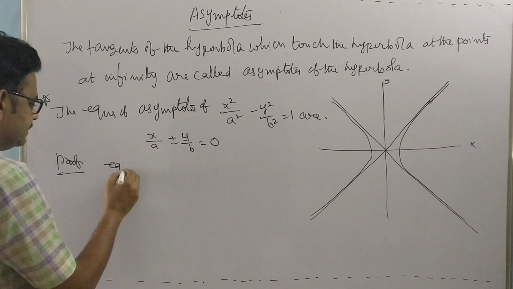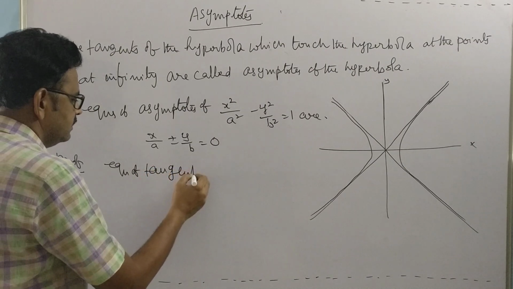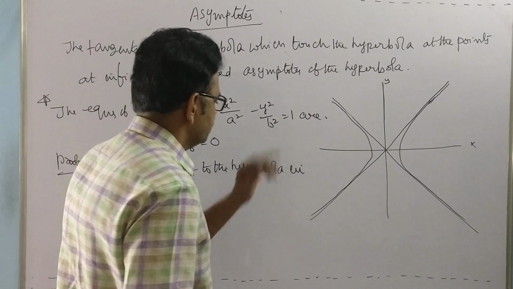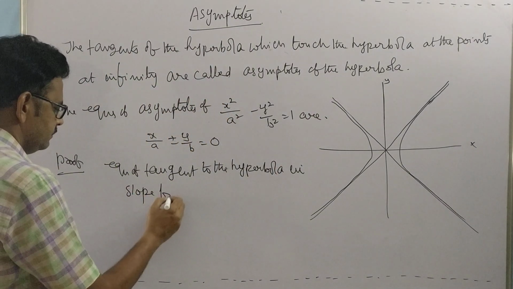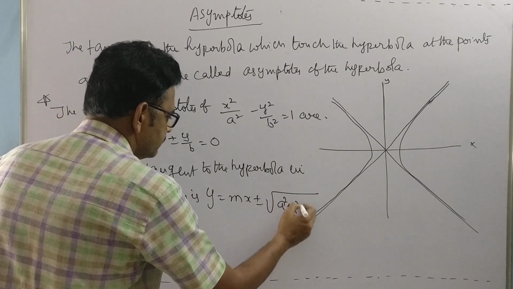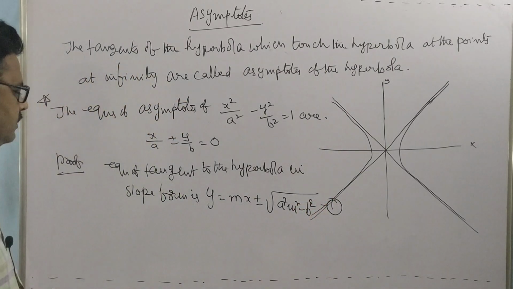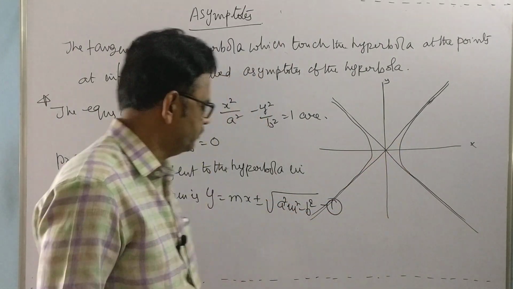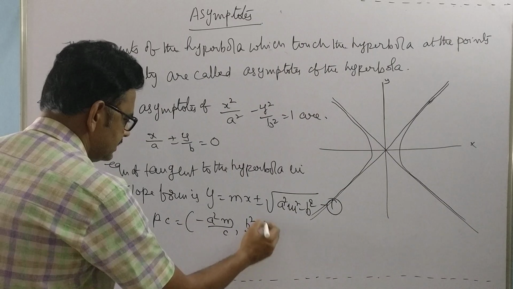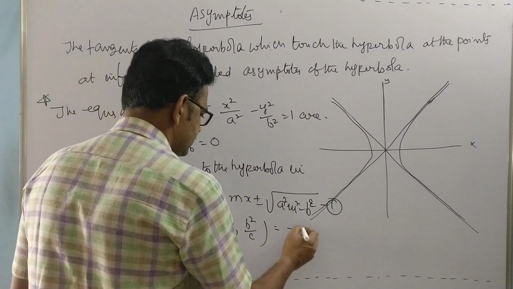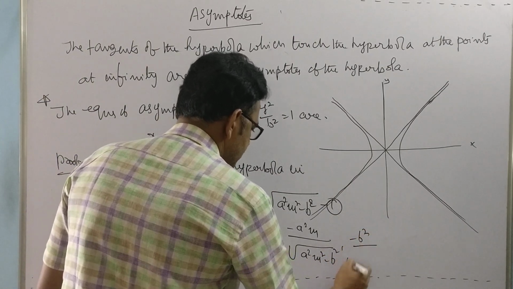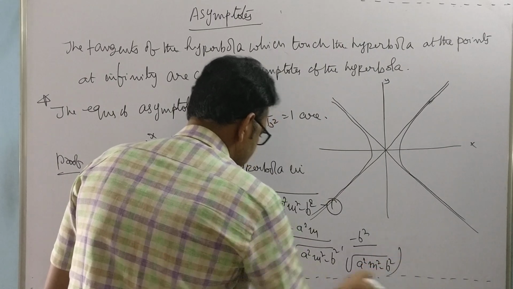The equation of tangent to the hyperbola in slope form is y is equal to mx plus or minus root of a square m square minus b square, and the point of contact is minus a square m by c comma minus b square by c, where c is root of a square m square minus b square. So this is the point of contact.